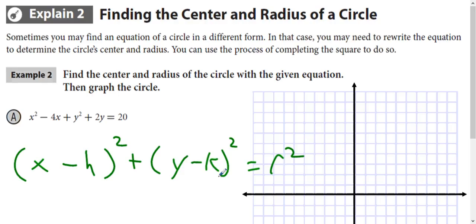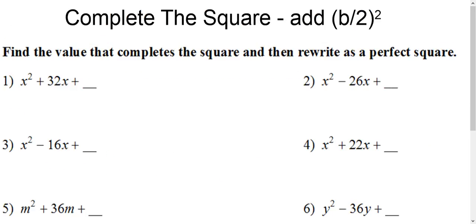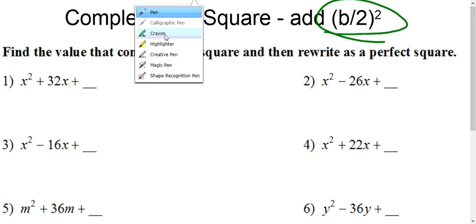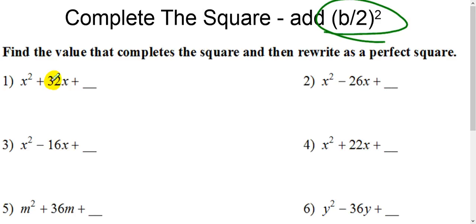So in order to do that, we have to use an algebra skill called completing the square. So let's do that first. Completing the square is actually pretty simple. And the key to it all is that you have to add b over 2 squared. B is just the middle number. B is the middle number right there, 32, that's b. We're going to divide it by 2 and square it, and that will complete the square. That's the skill that we need to convert our equations on the next page.